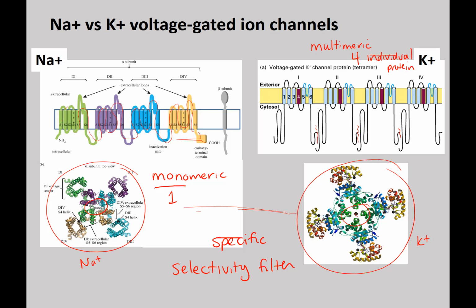And just another note that's important when we learn about action potential, sodium voltage-gated ion channels have a much more rapid response to changes in the membrane potential. Potassium acts a little slower.